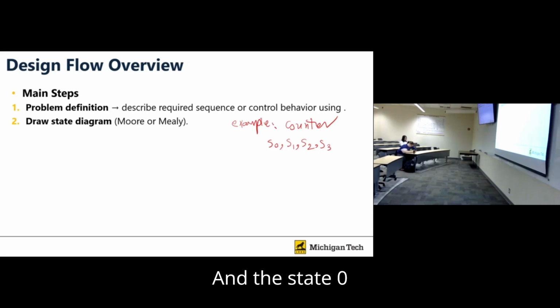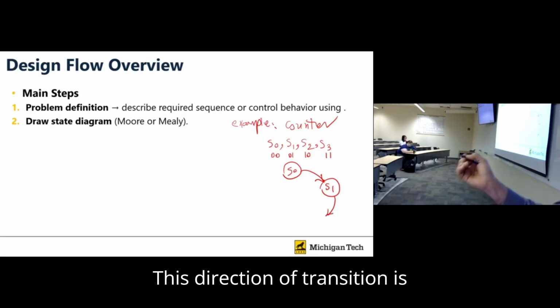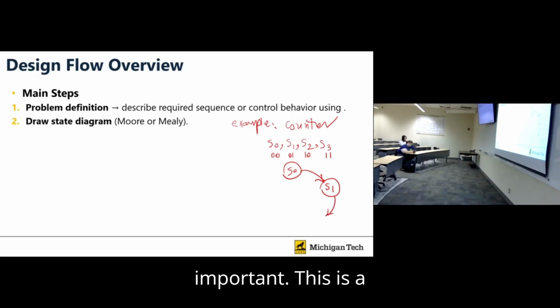And the state 0 is for 0, state 1 is for 1, 2, and 3. So state 0, going to a state 1. This direction of transition is important. Okay, this is a direct graph or directed graph.